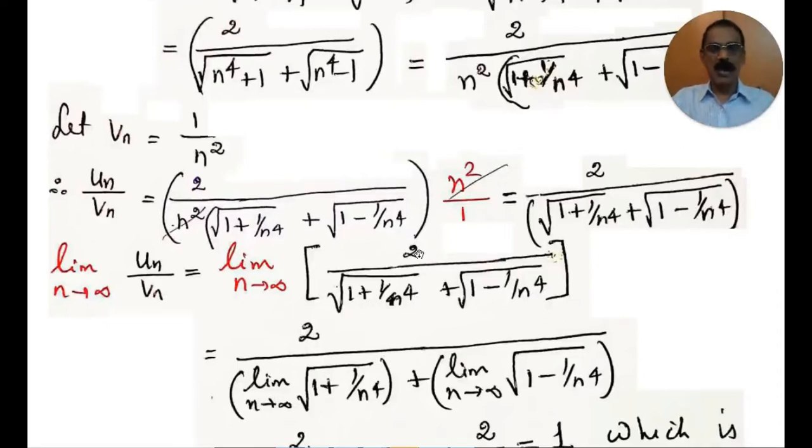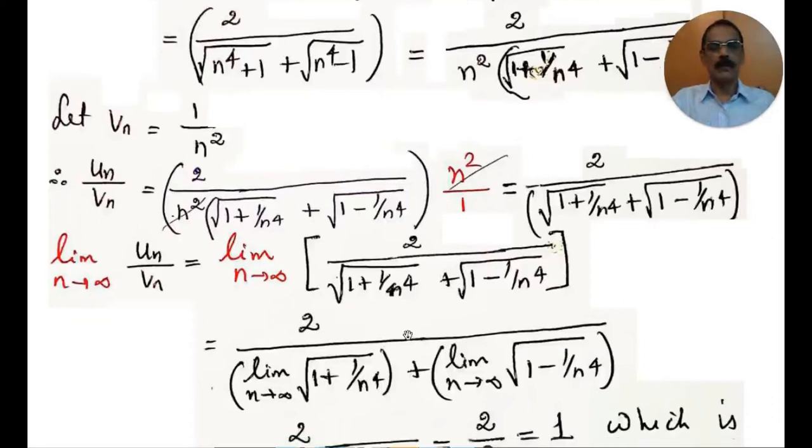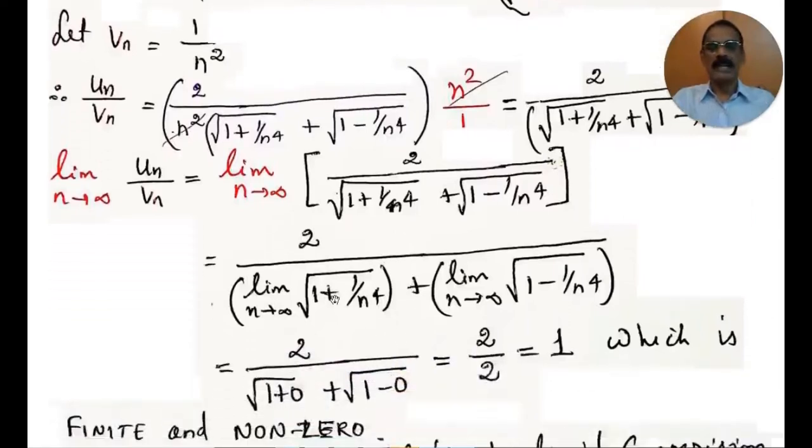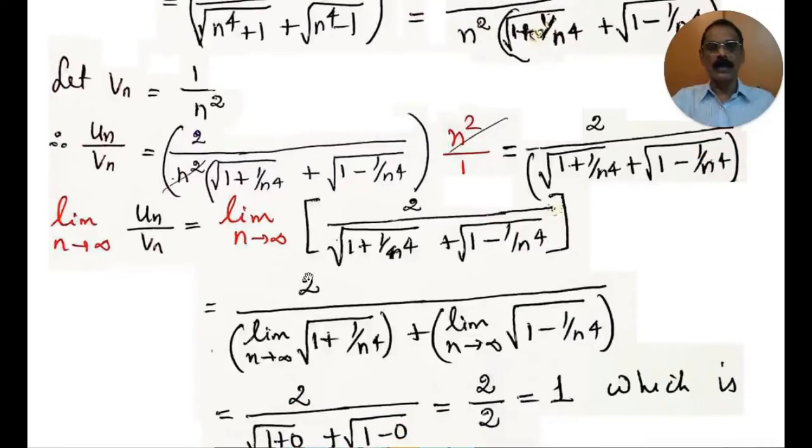But there are n in the denominator. Here 1 by n power 4, 1 by n power 4. Therefore, we have to apply limit to the denominator. Since the denominator consists of two terms, we have to apply limit for each and every term. And hence, that is equal to 2 divided by limit n tends to infinity square root of 1 plus 1 by n to the power 4 plus limit n tends to infinity square root of 1 minus 1 by n power 4. When you apply limit, what happened?